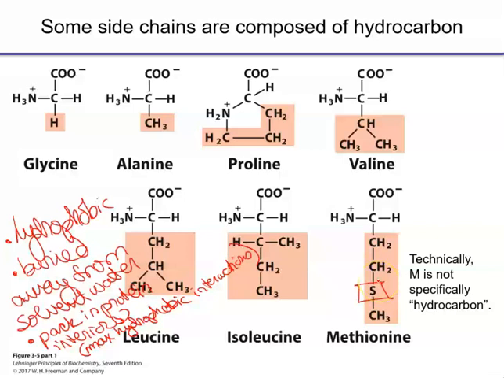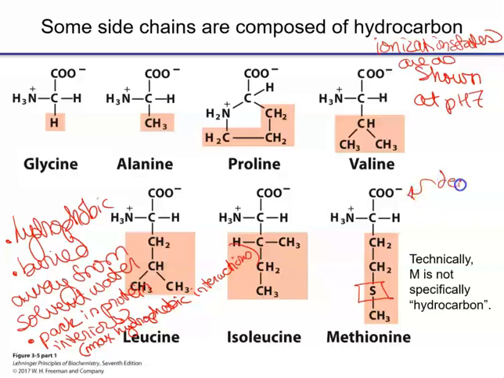These amino acids are shown at pH 7. The ionization states of these amino acids are as shown at pH 7, and that means that our carboxylate group is deprotonated and our amino group is protonated. More about that coming up.